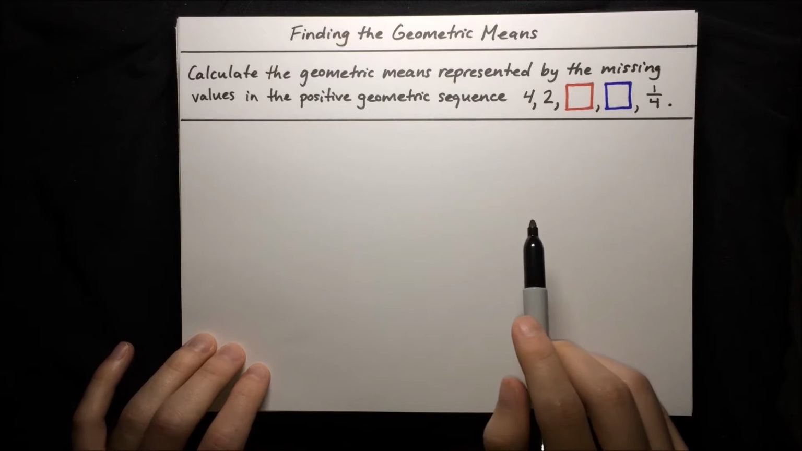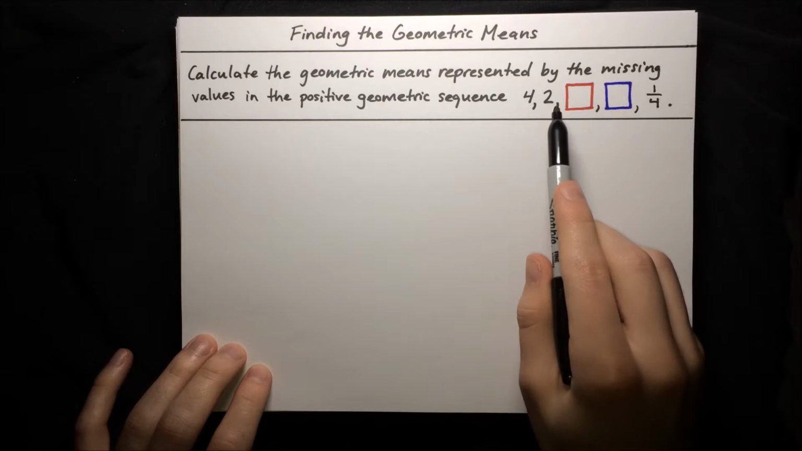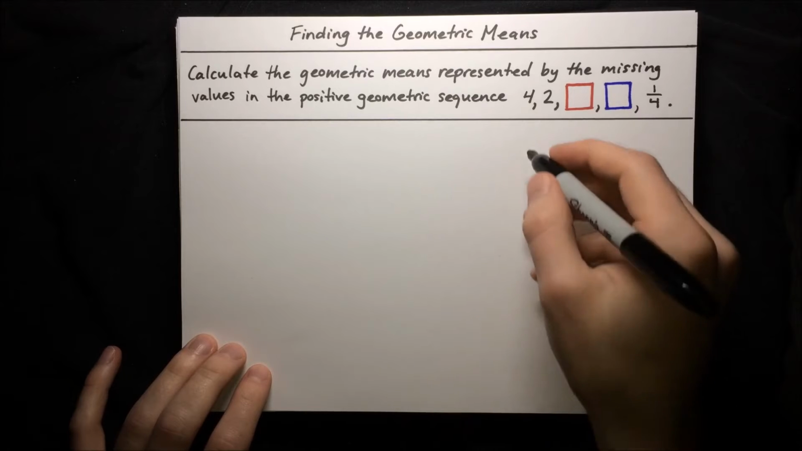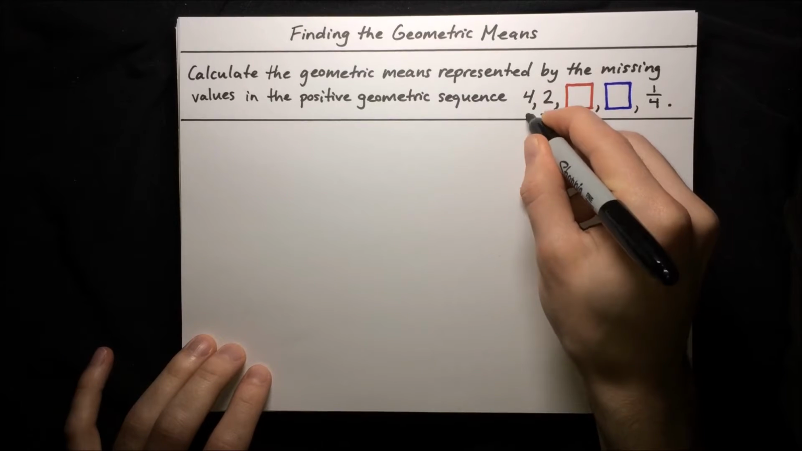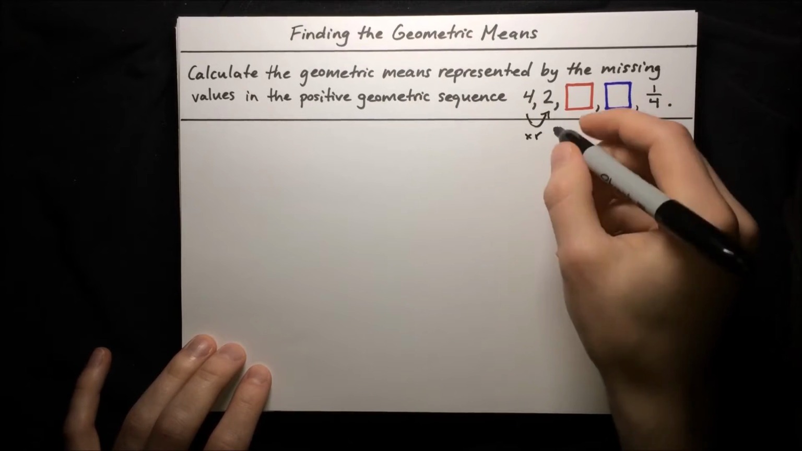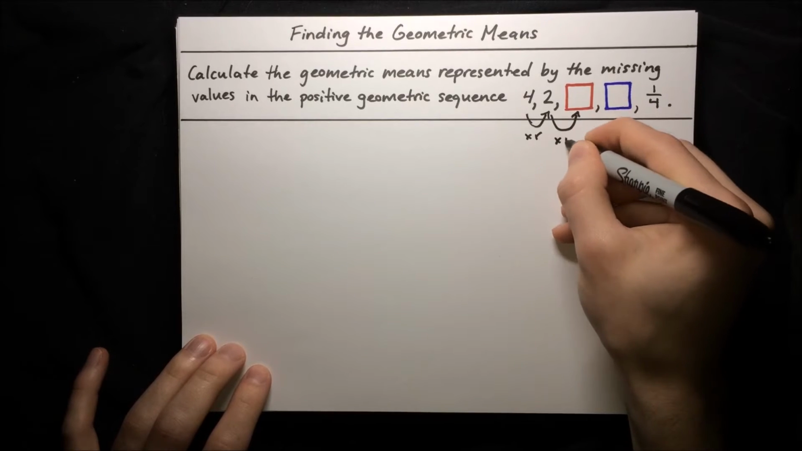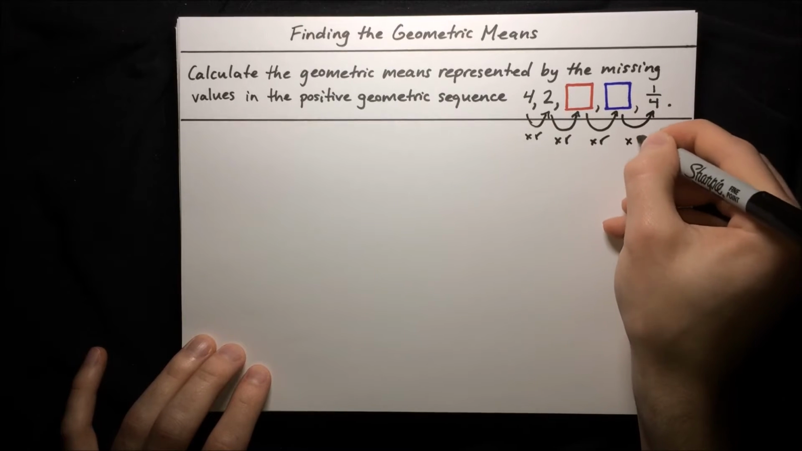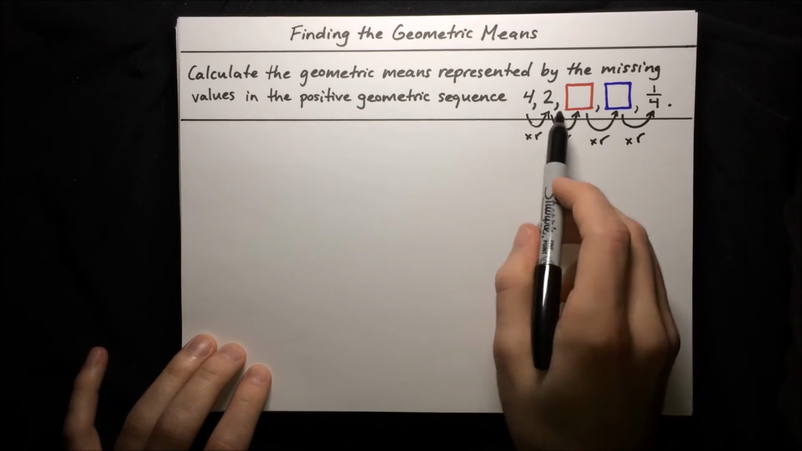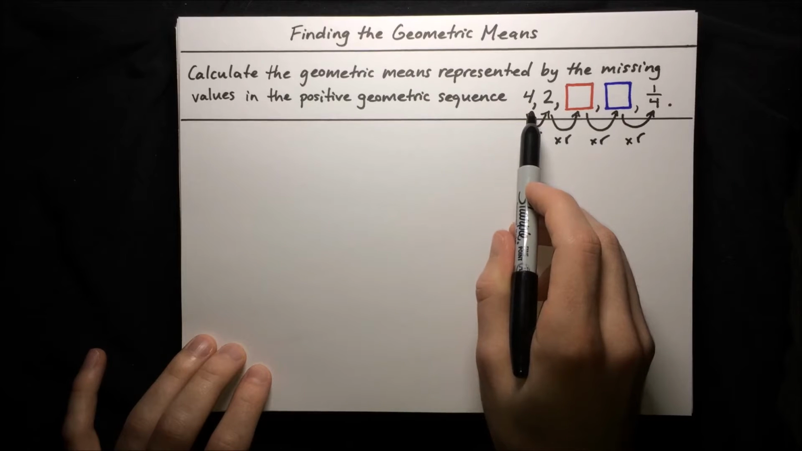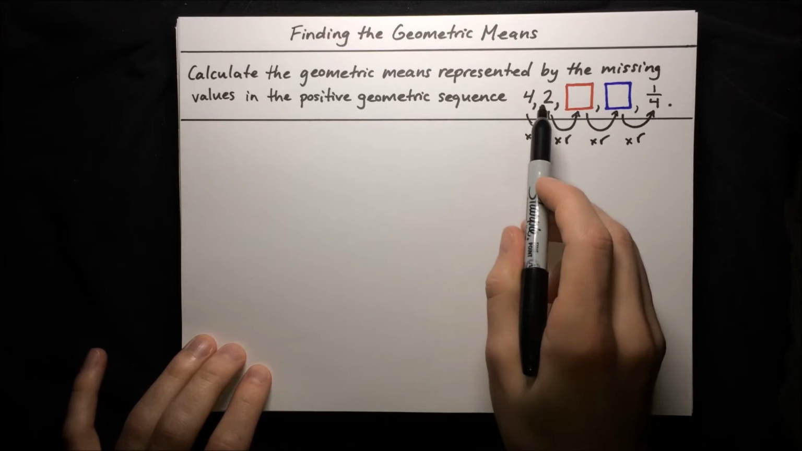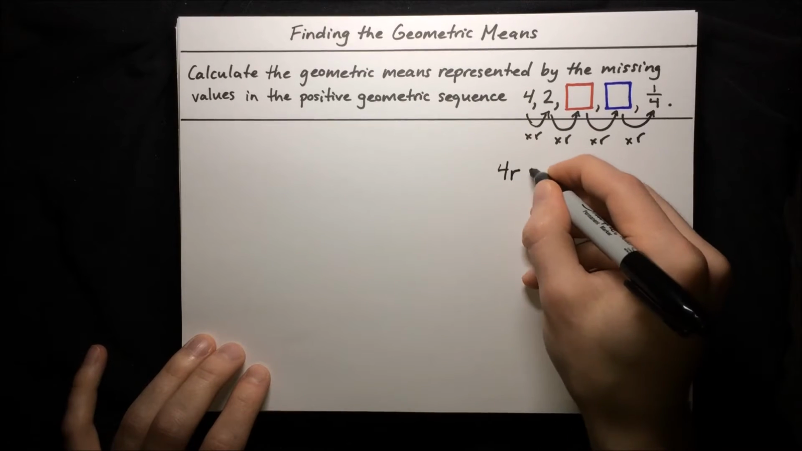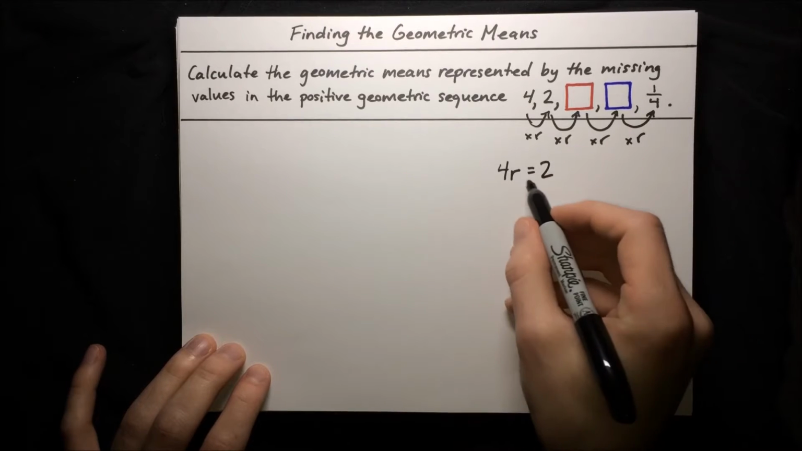Well, remember that a geometric sequence just involves multiplying by a common ratio every time to get to the next term of the sequence. So 4 times some number r is 2, and then 2 times some number r is the next number, then times r again, and so on. We know the first two terms of the sequence, that's just 4 and 2. And we know that 4 times r is equal to 2.